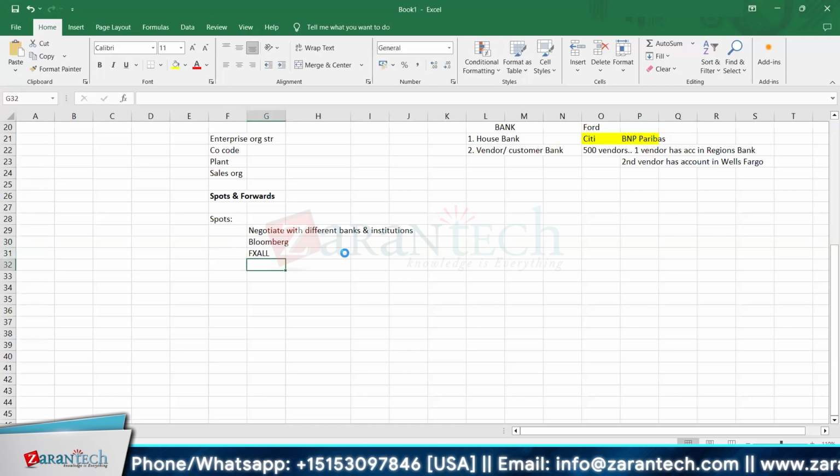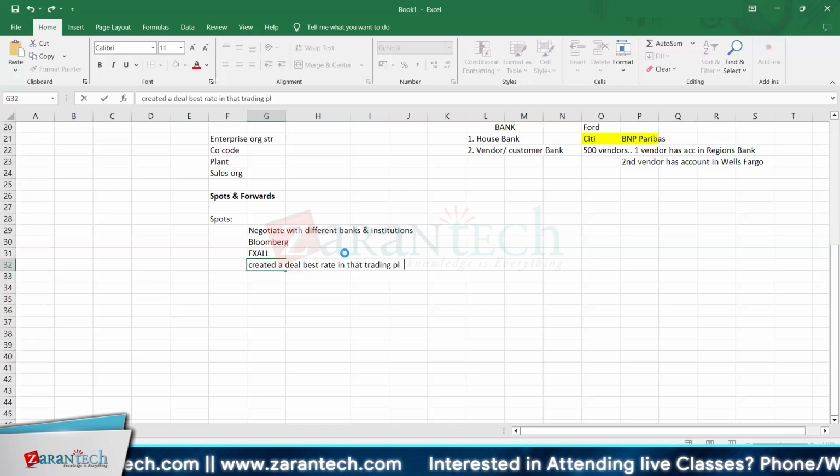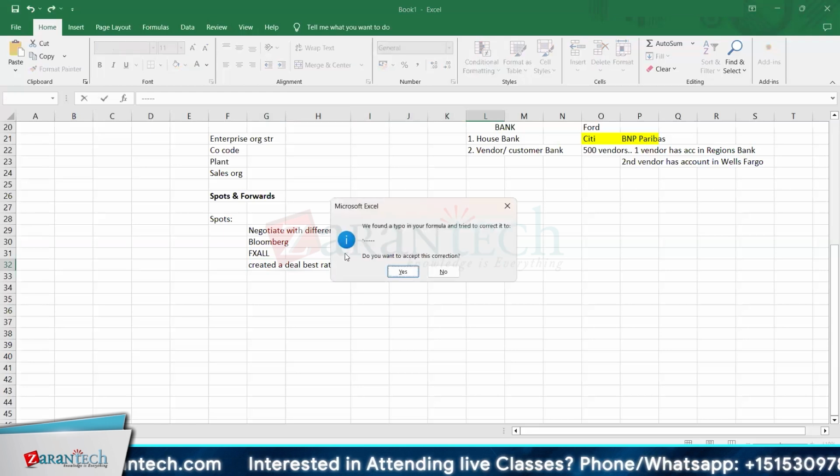So let's say you are using a trading platform, and you create a lot of spots based on the best deal that you get, and you don't want to repeat those transactions in SAP, because you have already created a deal based on the best rate in that trading platform. So in such cases, what to do? You want some kind of integration with SAP.